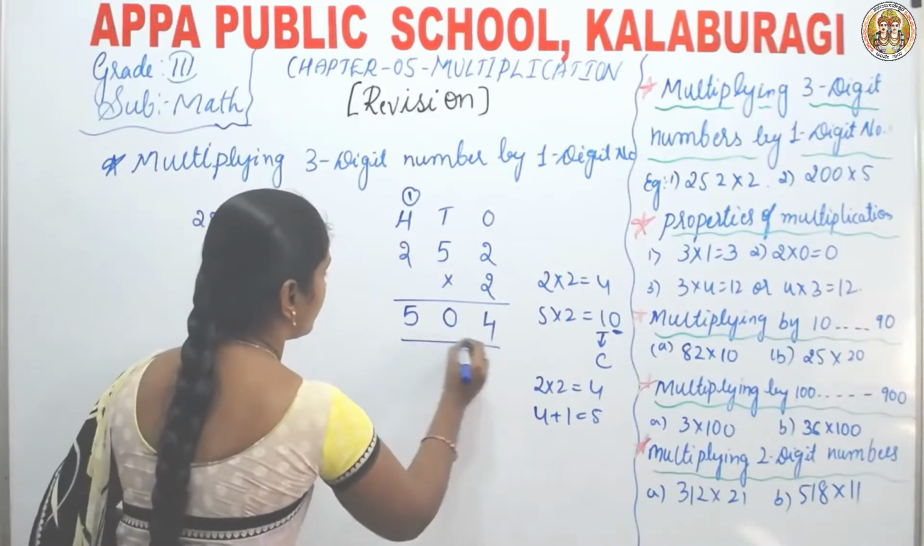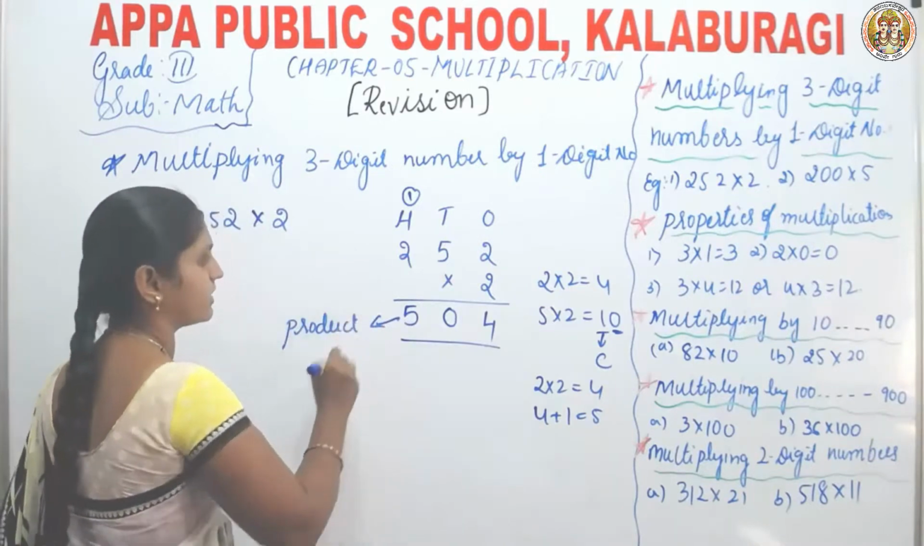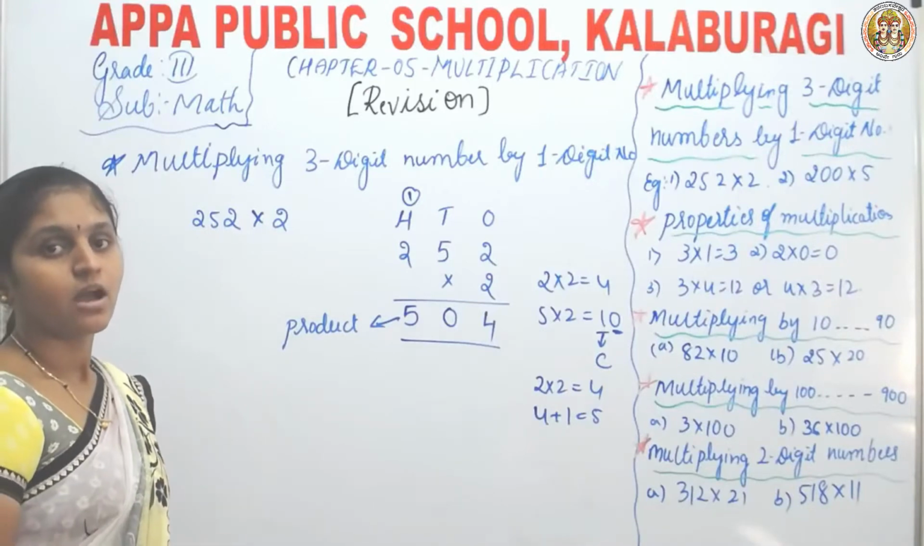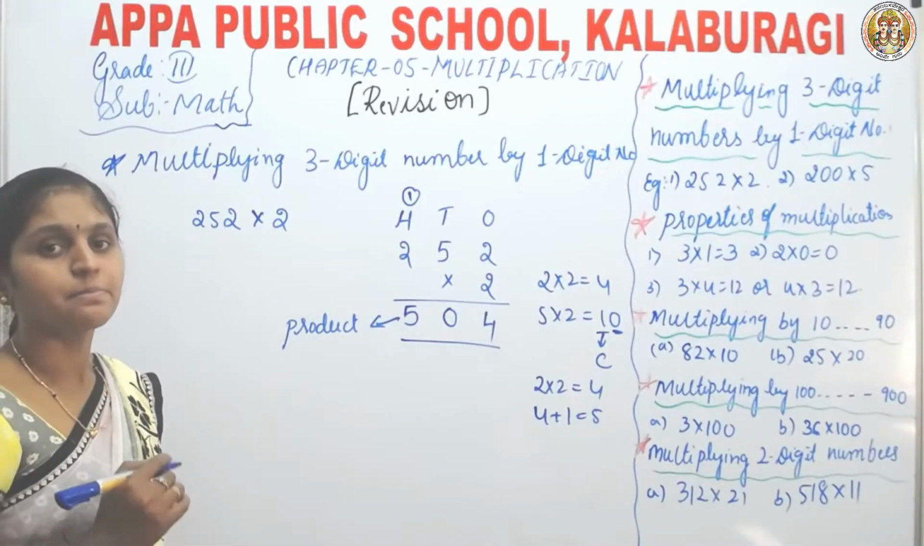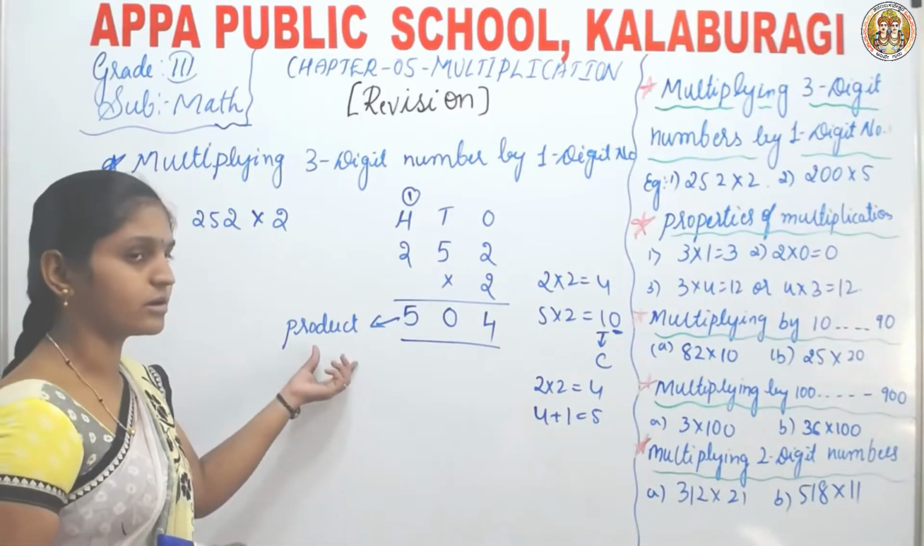This is the product. What do we call it? We call it the product. So these two are the factors. How do we get the product? By multiplying any two numbers, we get the product.